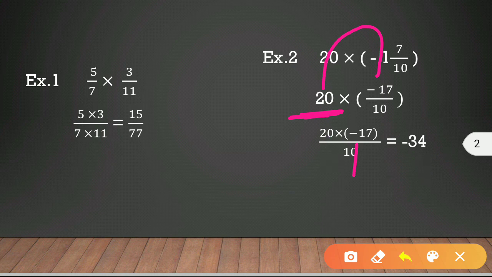In this question, we do not have any denominator for 20. So we can assume that the denominator of 20 is 1. So first of all, change this mixed fraction into a simple fraction and then just do the same. Multiply both the numerators and then multiply both the denominators.